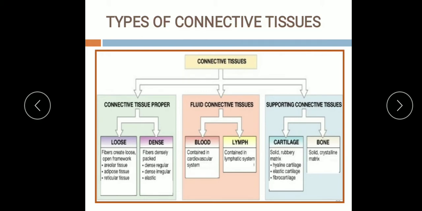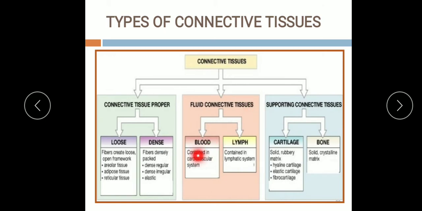Now we'll come to the types of connective tissue. So the major types of connective tissues are three: connective tissue proper, fluid connective tissue, and supporting connective tissue. Connective tissue proper is further of three types. Here two are given, loose and dense. I'll tell you. In loose, the areolar connective tissue comes, and in the dense, the fibrous connective tissue and the adipose fat tissue. So these three types of tissues are there under the connective tissue proper.